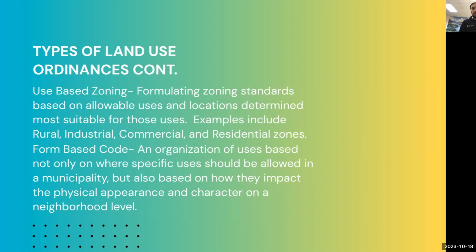But more recently, there's been a push for form-based code, which is an organization of uses based not only on where a specific use should be allowed, but also how that would impact the physical appearance and character of a neighborhood. There are a lot of examples of that going on in Maine now, but also across the country, in terms of what uses you want to have in a neighborhood, but then if that use is going to be allowed, what should that facility look like?